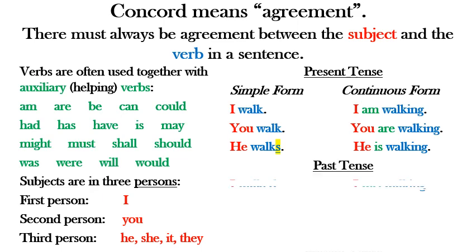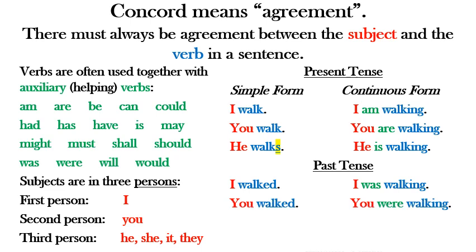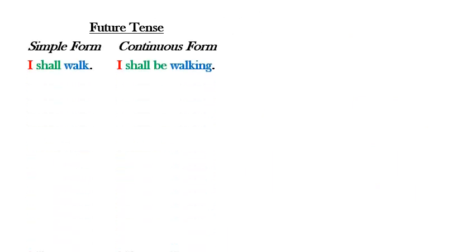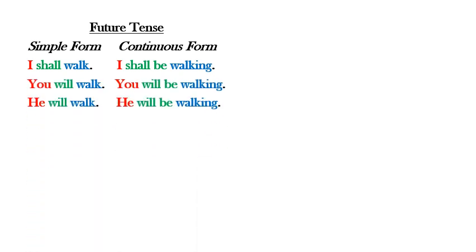Good. Now you have the past tense. I walked, simply an ed on the end, and I was walking. All right. You walked, you were walking. He walked, he was walking. Perfectly straightforward there. Let's look at some more. Future tense. I shall walk, I shall be walking. You will walk, you will be walking. And he will walk, he will be walking. Please note the future tense auxiliary verb for the first person is shall. For everybody else, it's will.